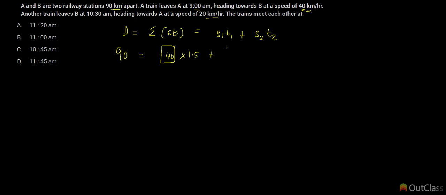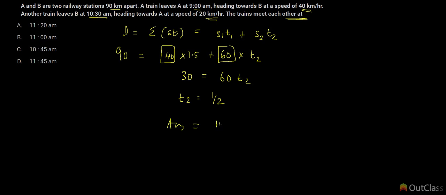And then in the second phase, they are both moving, 40 and 20 in opposite directions, so the relative speed is 60, and there is a certain amount of time which we have to find. So 40 into 1.5 is 60, take it to the other side, you get 60 t2 is 30, which means t2 is half an hour. So the time at which they meet is half an hour after 10:30. So it's 11.